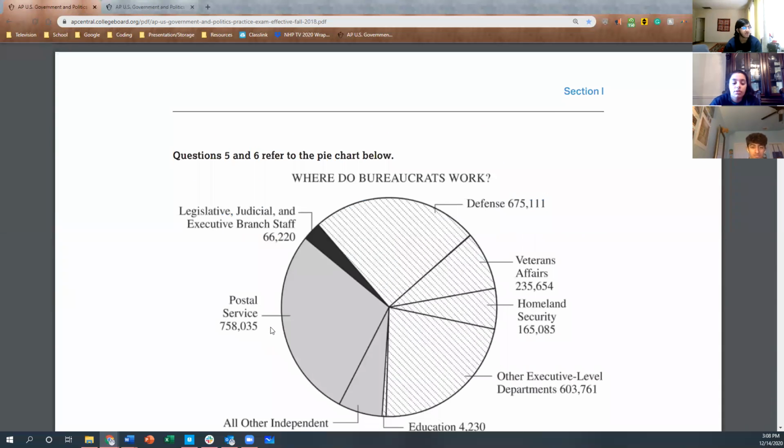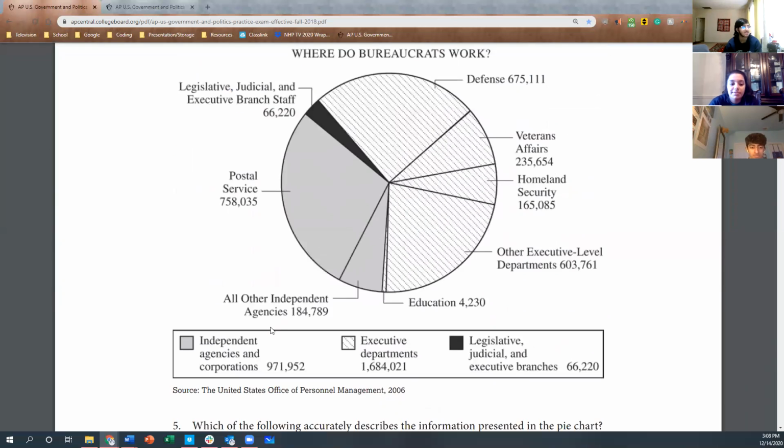Where do bureaucrats work? Another graph. Yes, another graph. Wow, there are a lot of graph-heavy questions on the AP. I think they're organized in sections. So you have all the graph ones first, and then you have the ones with the tables, the answer choices with the tables. Then there are ones where you have to read the passages and stuff. Yeah, I was concerned. Like 3 straight questions that had to do with graphs. I've never seen that before.